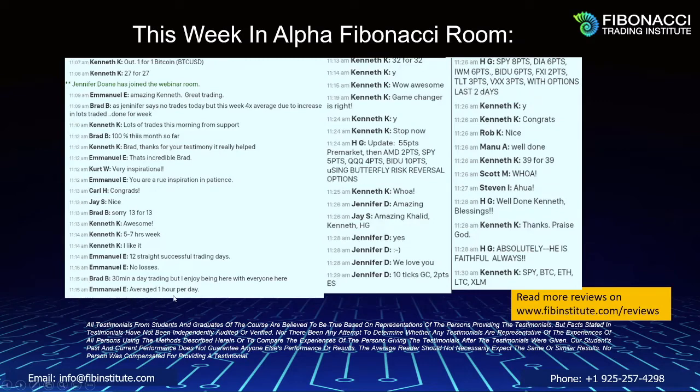Emmanuel reports 1 hour per day trading day. Following day, Ken, 32 for 32 trades. Game changer is right about Alpha Fibonacci system. Gene updating everyone. 55 points pre-market. AMD, SPY, Nasdaq, Baidu using butterfly risk reversal option with Alpha Fibonacci system. Jennifer, Emmanuel brought his wife to the course. Gold, S&P. Today, day 3. Gene again updating his option results. Ken is done 39 for 39, 100% month.